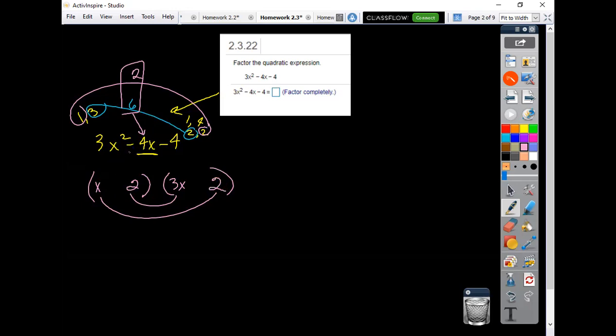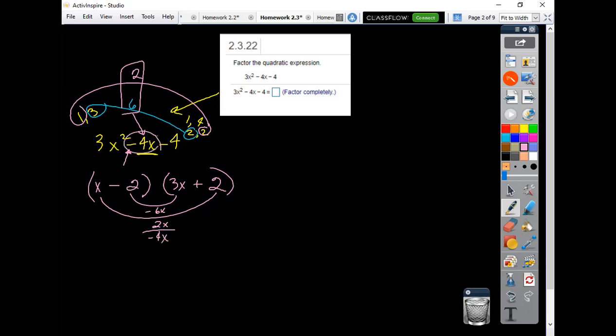I want the bigger number to be negative, multiply to a negative, so one's positive, one's negative, but I want the bigger, so that would be the 6 here would be negative, and then this 2 out here would be positive. So I've got a negative 6x there, a positive 2x here to make my negative 4x that I needed right there in the middle.